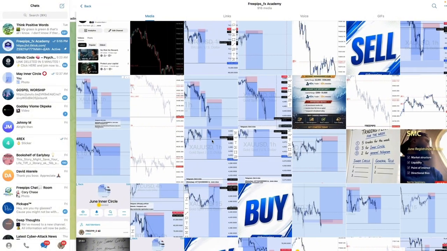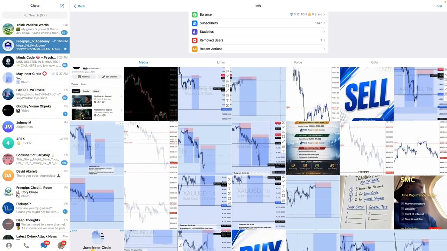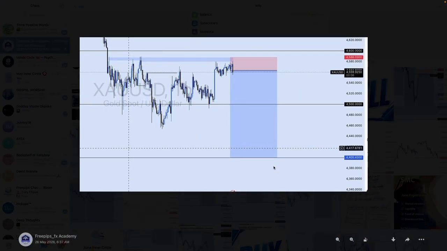And then this one was XAUUSD on Tuesday. Monday I had no trade. I did not take any trade on Monday. Can you do analysis on gold when you are done with BTC? All right, so this was the XAUUSD sell that we had on Tuesday with the inner circle.